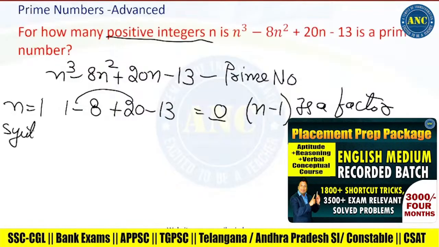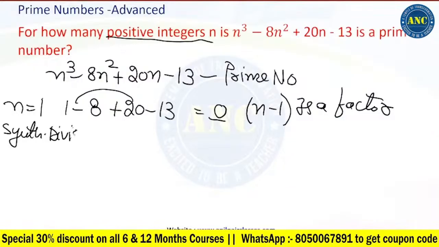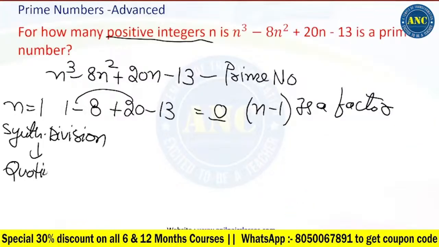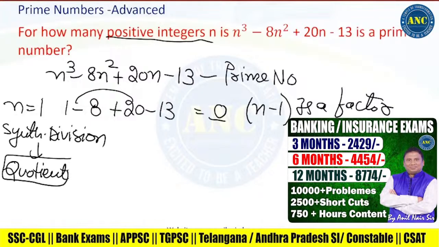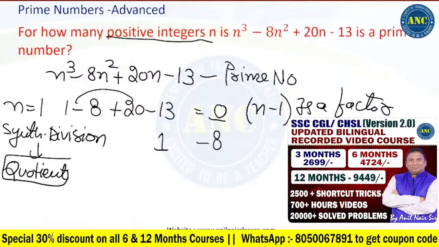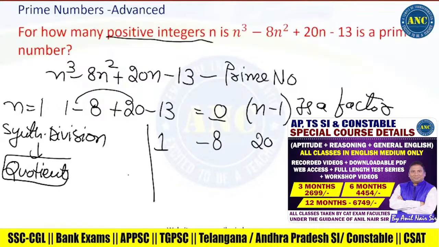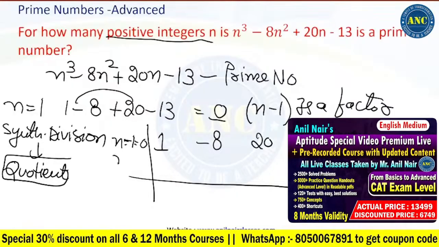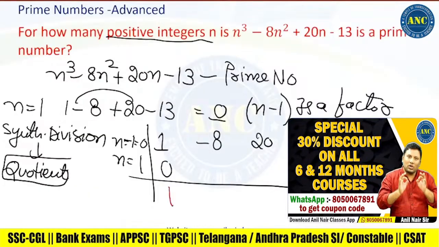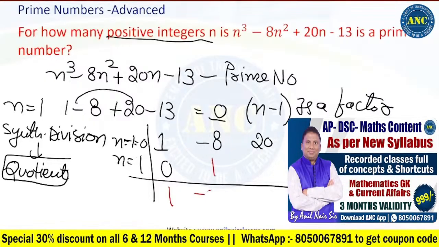Now let us do synthetic division. Synthetic division helps us in finding the quotient. How to do it? N cube coefficient is 1. N square coefficient is minus 8. Coefficient of n is 20. And this is minus 13. N minus 1 is a factor, so n minus 1 equated with 0, n equals 1. Starting with 0, the n cube coefficient and this are both the same. 1 plus 0 is 1. 1 ones are 1. Minus 8 plus 1.